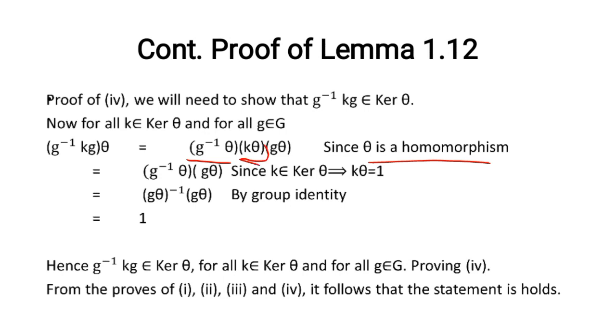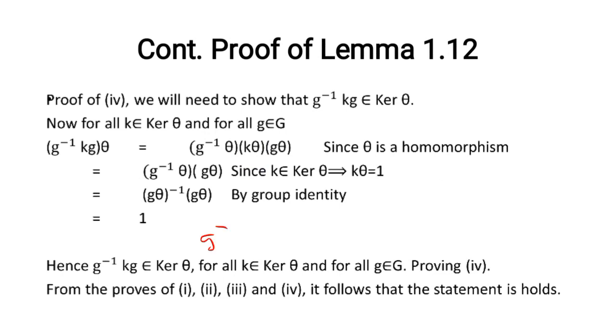We already know what this is. K theta is in the kernel. What happens to it? It goes to 1, right? Because K is from the kernel. That's why this disappeared and became this. And then G inverse theta, because we're working with group identities, we know this is already G theta all inverse, right? And then G theta. So if this is G theta inverse and this is G theta, this goes to 1 automatically because of the group identity.